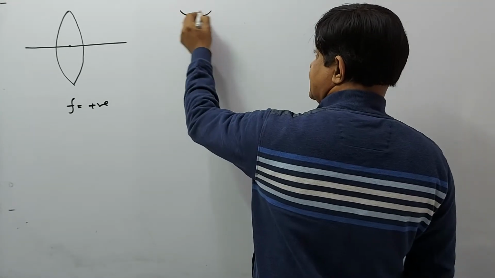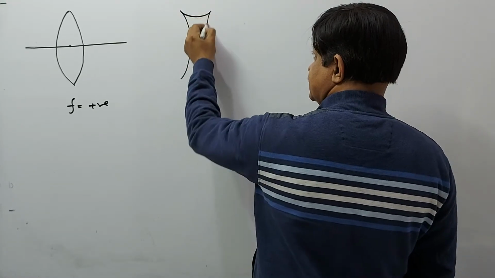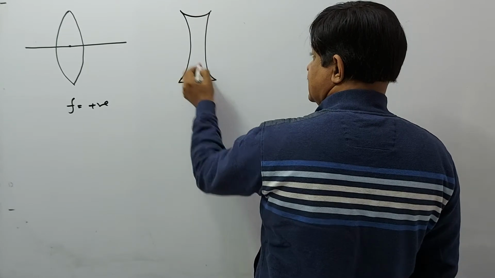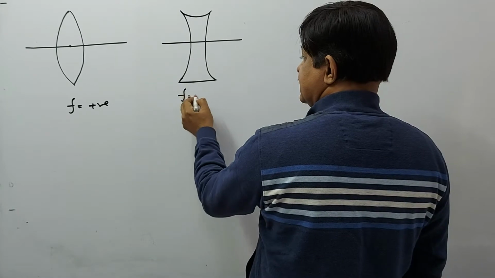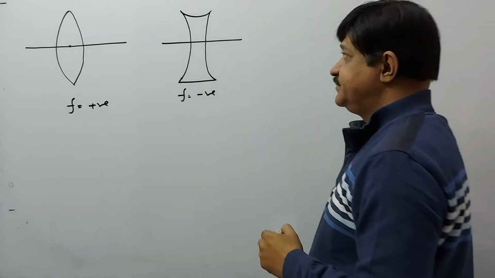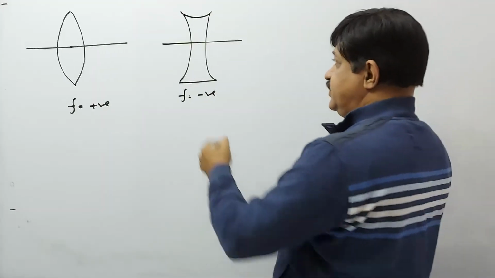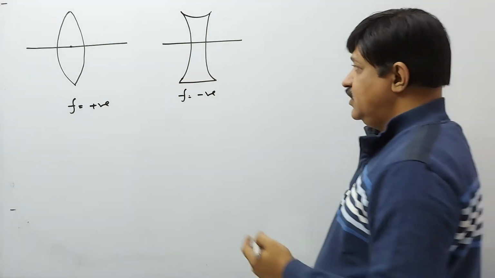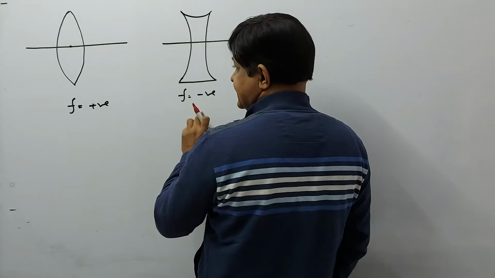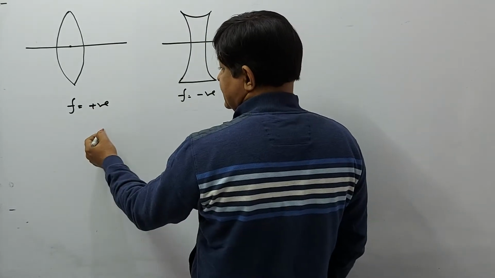Similarly, when you have this, it is called concave lens. Focal length is negative. Two curved surfaces look like this one. For both of these lenses, the formula is the same.